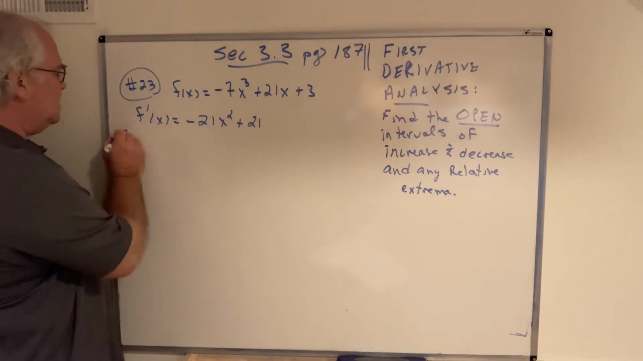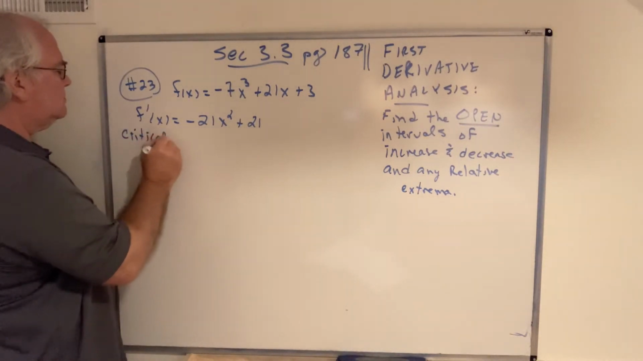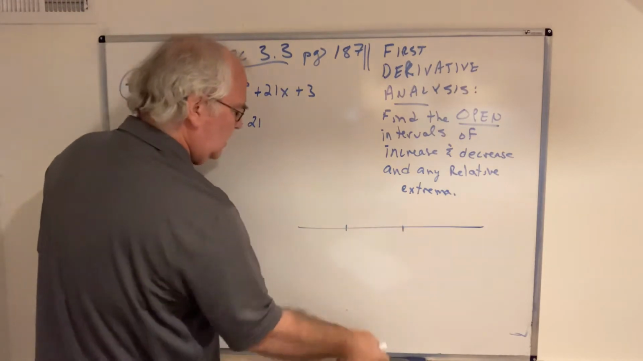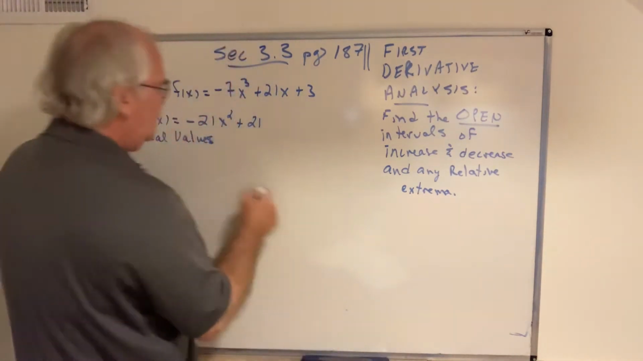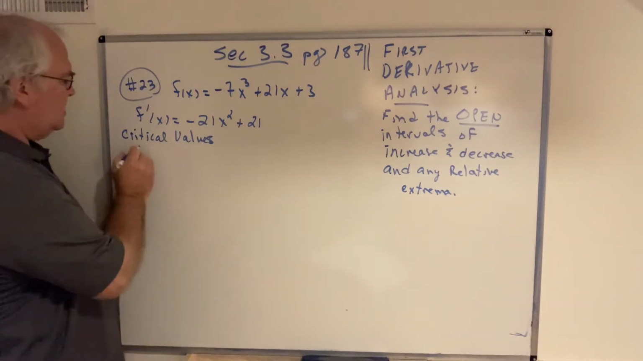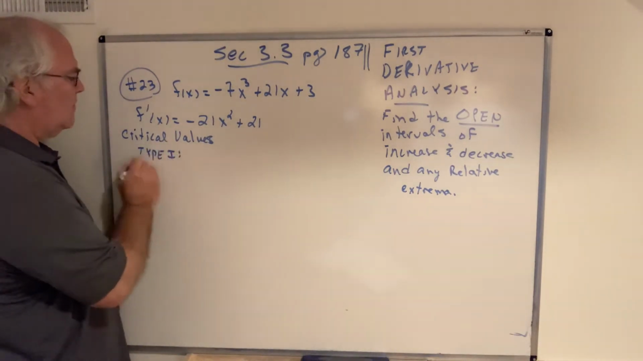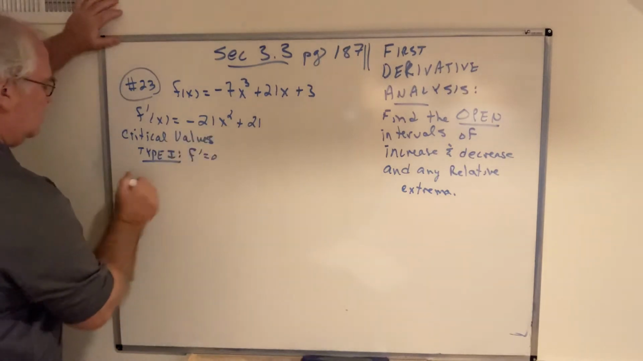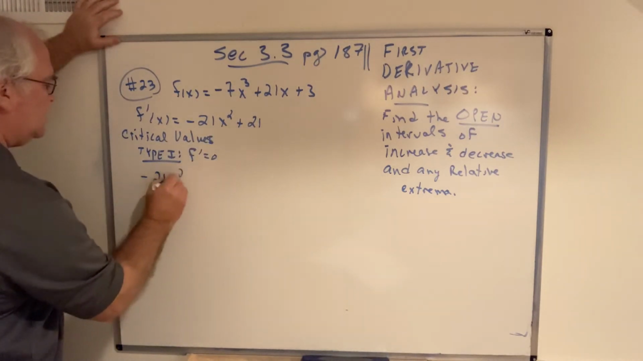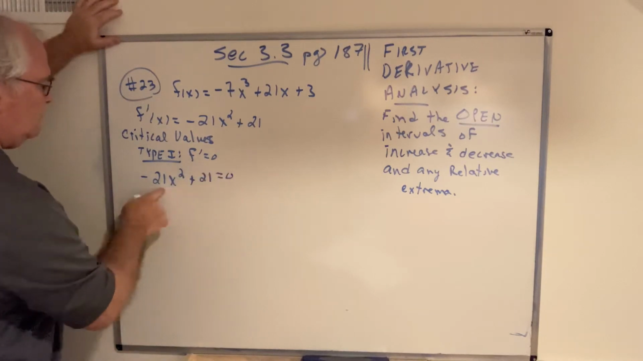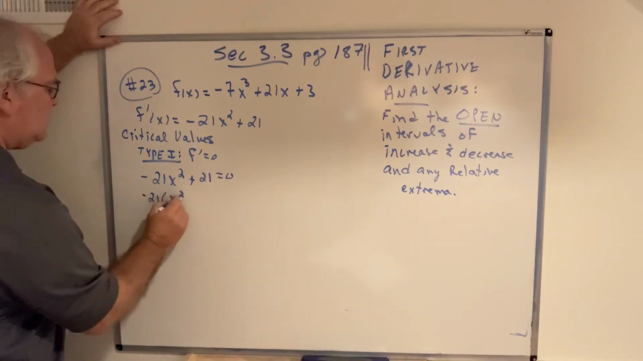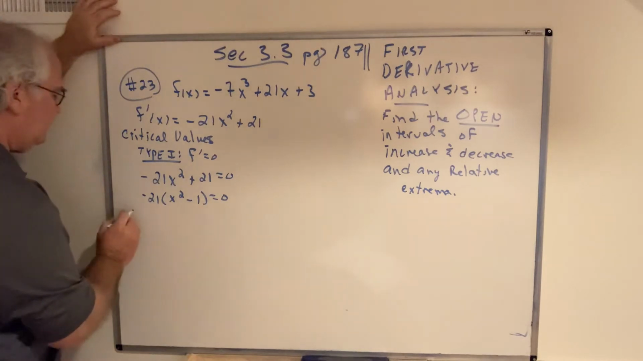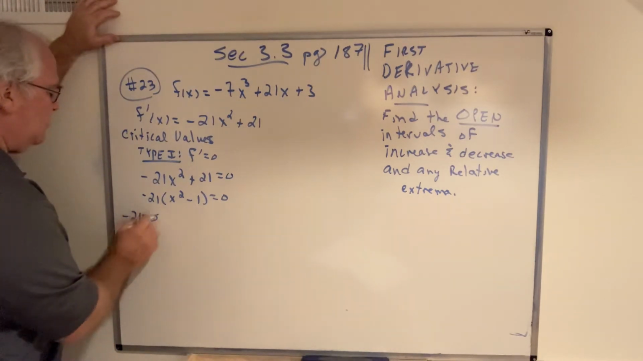And we're going to find the critical values. We need to cut the number line in the various locations it needs to get cut, and those cut values come from the critical values. Type 1: that's where the derivative is equal to 0. Let's see if I can do that without fouling it up this time. So negative 21x squared plus 21 equals 0. Factor out negative 21, I get x squared minus 1 equals 0. Negative 21 equals 0 does not generate a solution. There's no variable, so there's no solution.